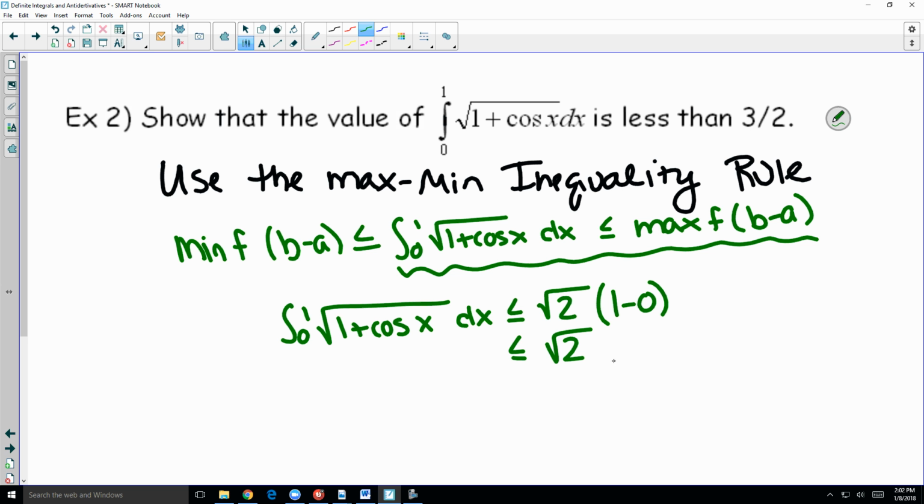The square root of 2 is approximately 1.414-ish. We are trying to show that it was strictly less than 3/2, which is equal to 1.5. So this integral right here cannot be more than 1.414 and so on, or the square root of 2, which means it has to be less than 1.5. So we just showed that.